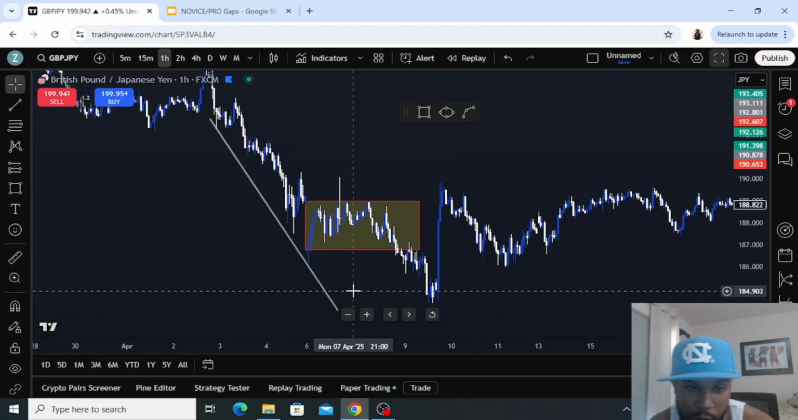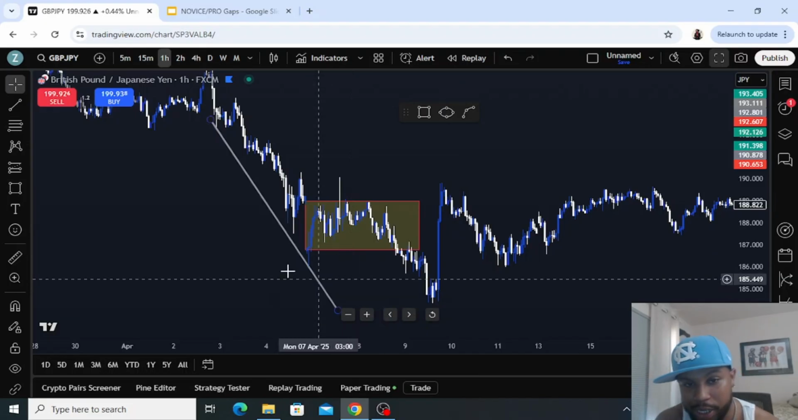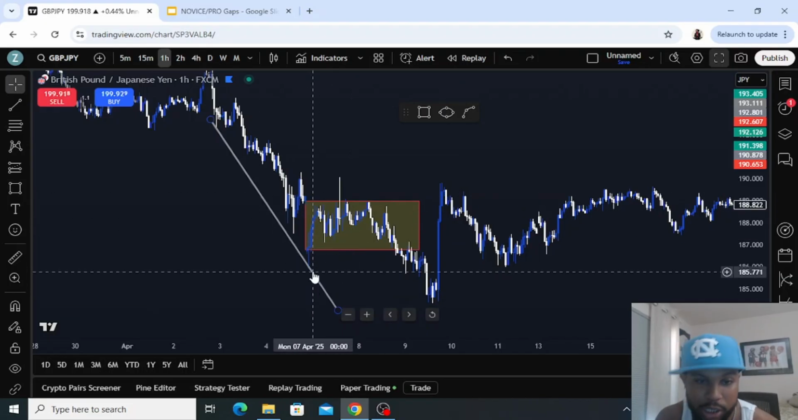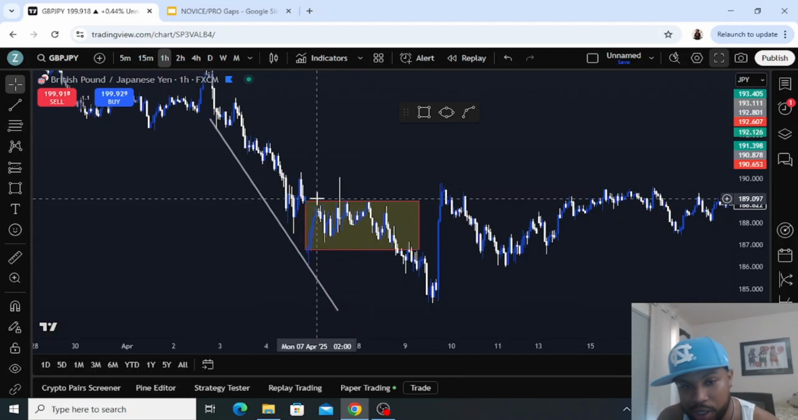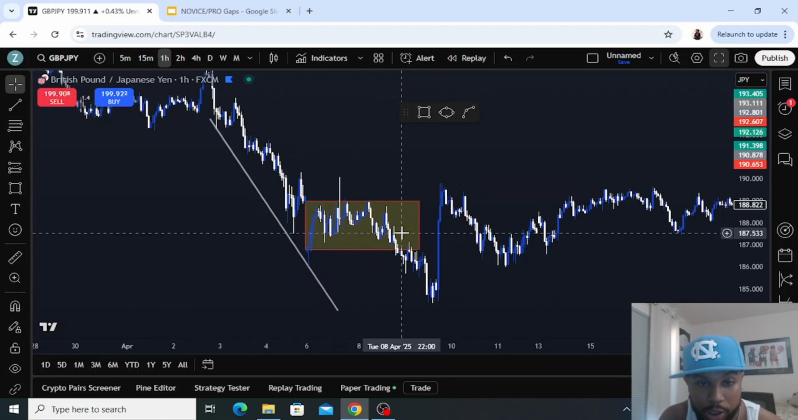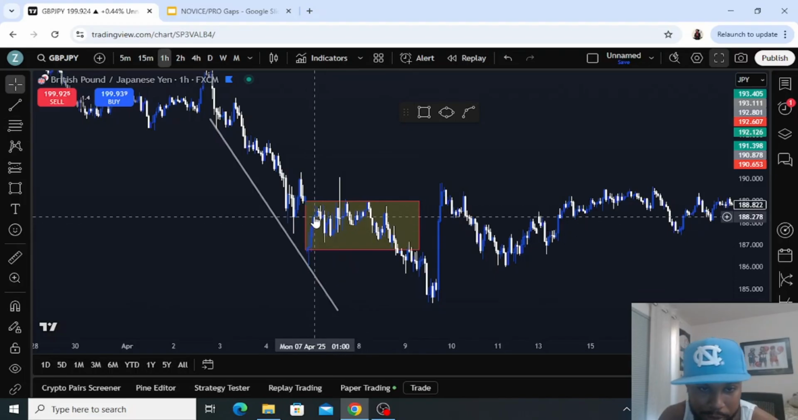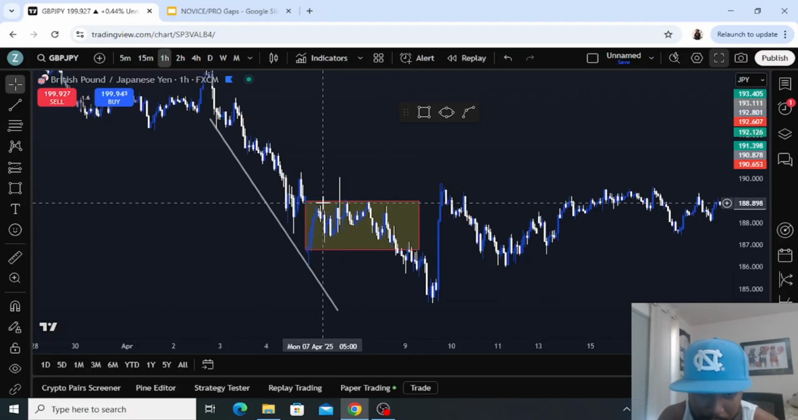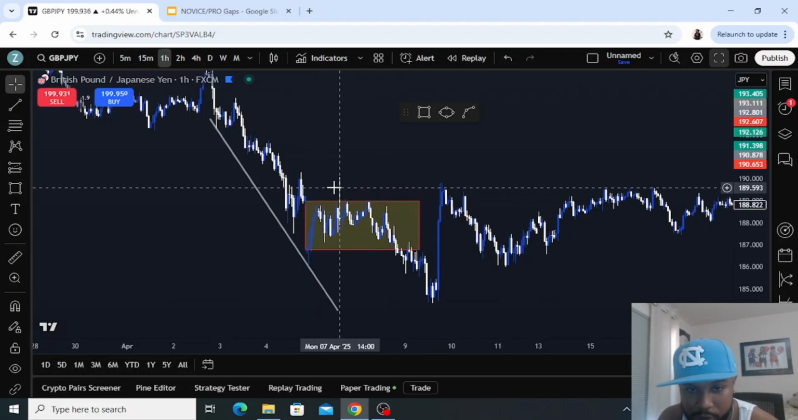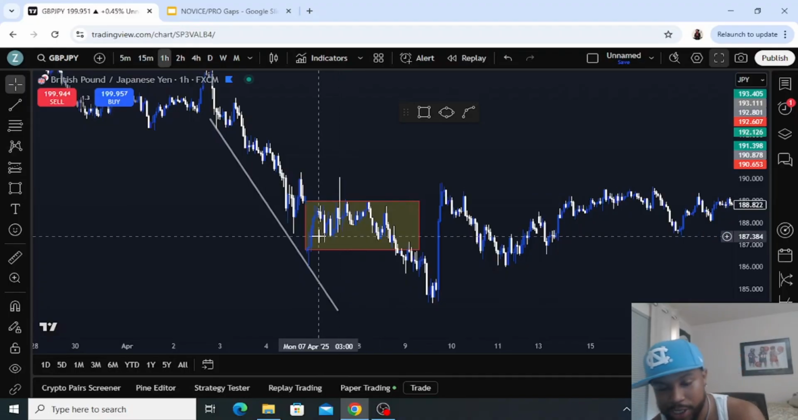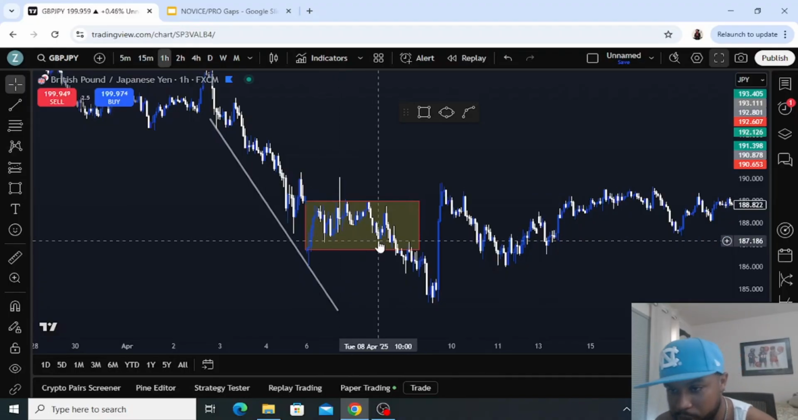So this is a novice gap. Price went ahead and gapped in the same direction of the trend and then proceeded to fill it and actually live within the zone. So the way I would have traded this, I would have bought off the filled gap, and then once I see this rejection right here, because usually after a novice gap gets filled, guys, this is a good piece of advice.